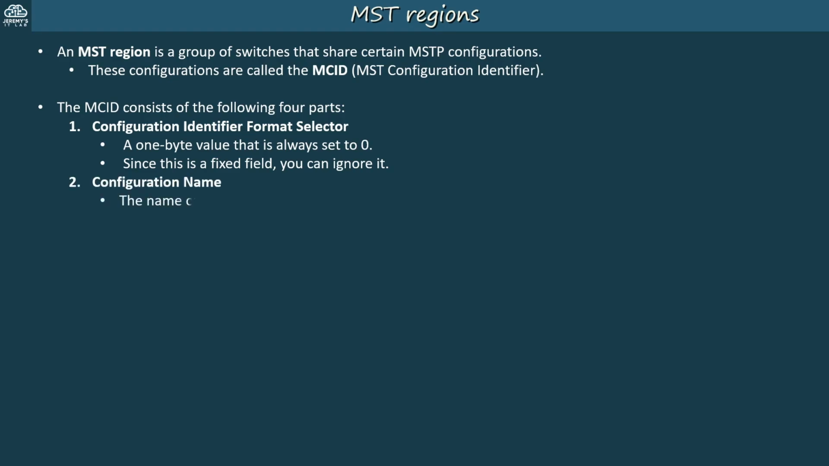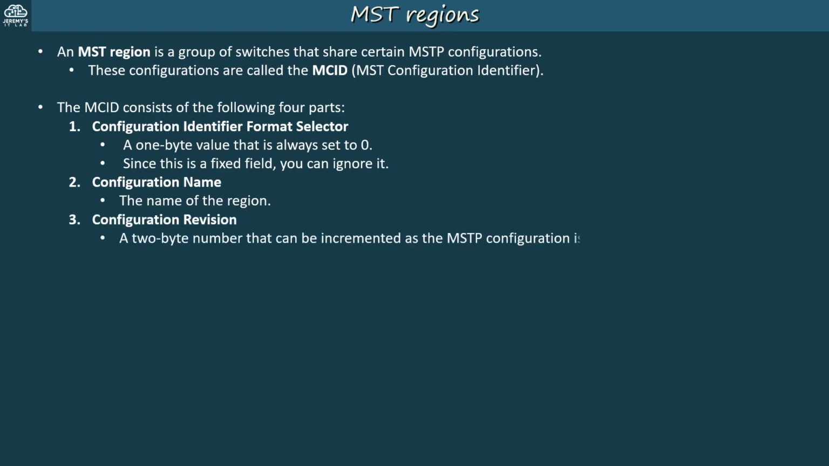Next is the configuration name, the name of the region, which you can optionally assign. Third is the configuration revision, which is a 2-byte number that can be incremented as the MSTP configuration is updated. Like the name, configuring a revision level is optional. It doesn't increment automatically when you modify the MSTP configuration, but you can optionally configure it.